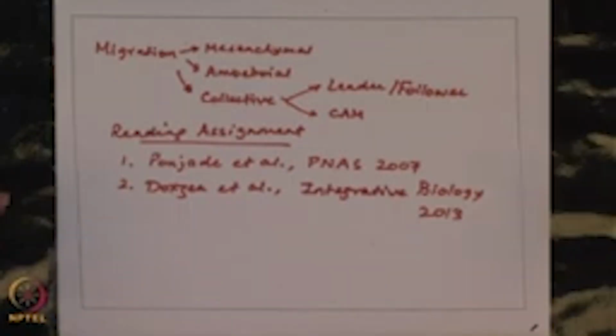Okay. So, as part of the reading assignment, I would like to refer you to these two papers. First, the PNAS paper which we discussed about using stem cells for studying wound healing, and also this second paper where I just touched upon coherent angular rotation, and I request you to go through this paper in great detail.